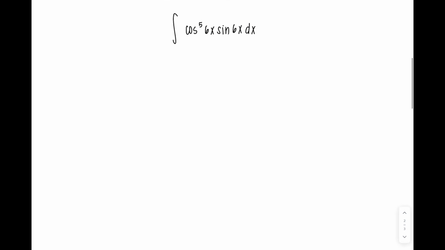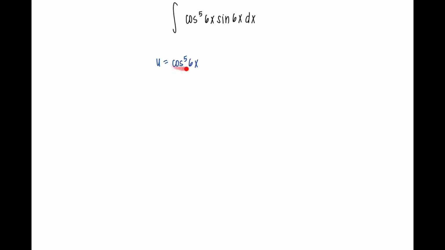So what do I mean? Here's another integral. We have the indefinite integral of cosine to the 5th 6x times sine 6x dx. A common mistake I see students make when choosing u in the first place is they go too big. So they think they should let u be cosine to the 5th 6x, because we all know that the derivative of cosine involves sine. The derivative of cosine x is negative sine x, so they're like, perfect, here's a cosine, I see a sine.